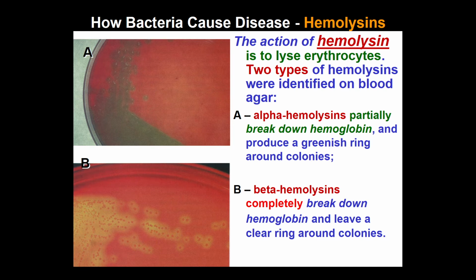And this green color produced by Streptococcus is one of the differentiation characteristics of these cells.